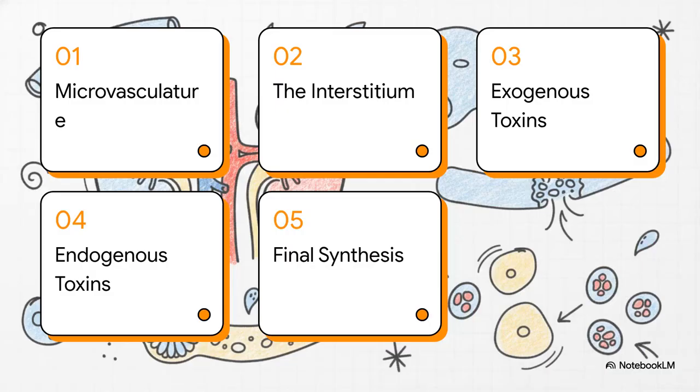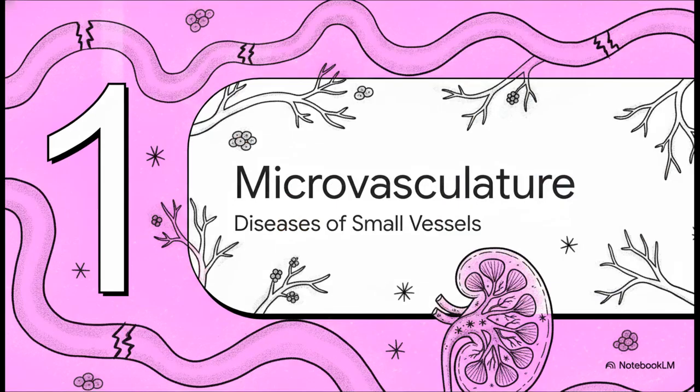Okay, let's dive right into our patient census for the morning. We've got 4 beds to visit today. Bed 1 is the microvasculature, Bed 2 is the interstitium, Bed 3 covers exogenous toxins, and Bed 4 is endogenous toxins before we wrap it all up with a final synthesis. Let's hit the floor. All right, first up, Bed 1, the microvasculature.